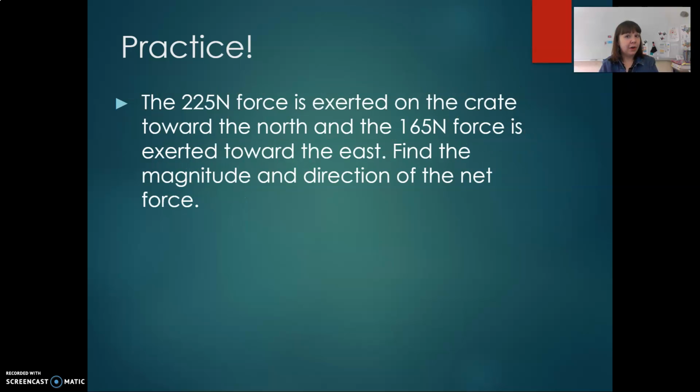All right, now it's a little tricky. We've got a force exerted towards the north, and we've got a force exerted towards the east, whichever direction that is. So find the magnitude and direction of the net force. Now we've got them at an angle. So with our little triangle, what are you going to do?